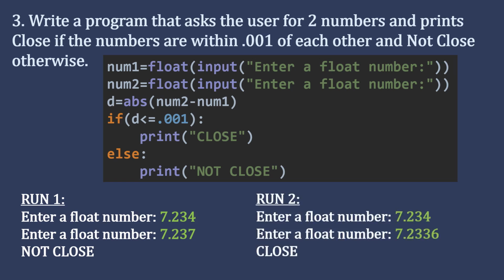In the second run, let's say the first number entered is 7.234 and the second number is 7.2336. Then the difference is less than 0.001. So it will print that they are close.